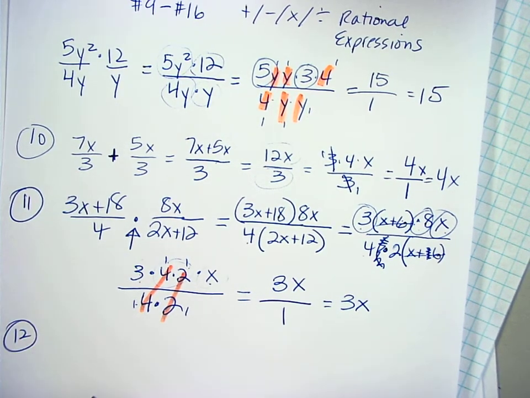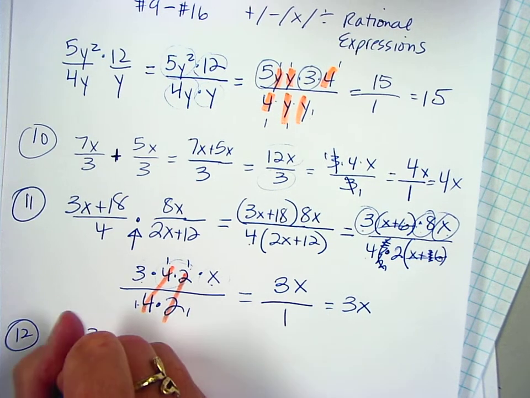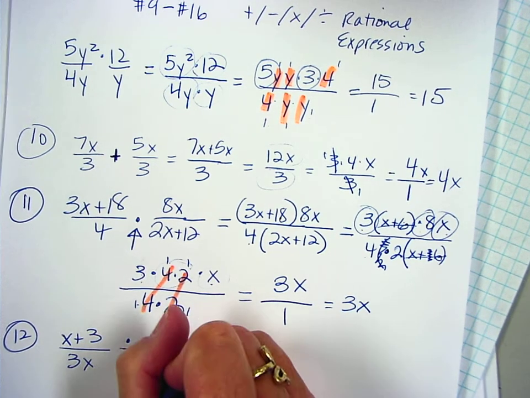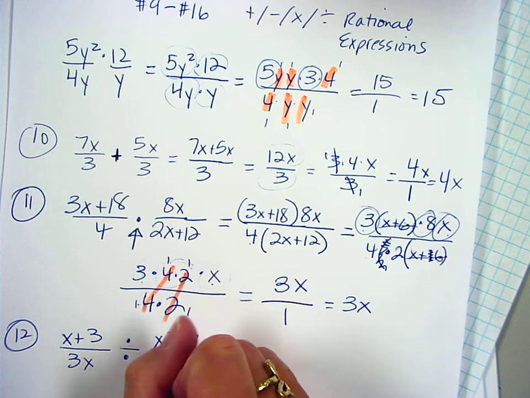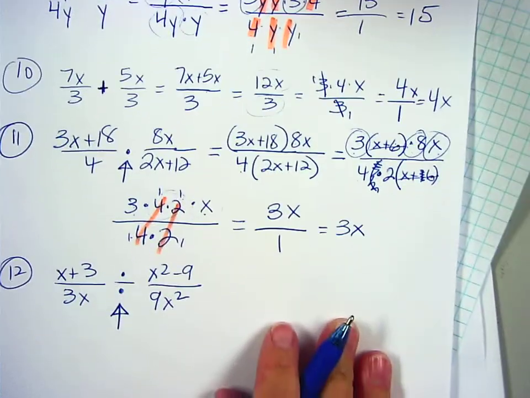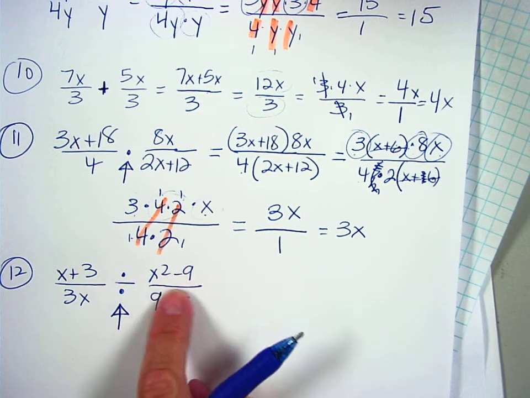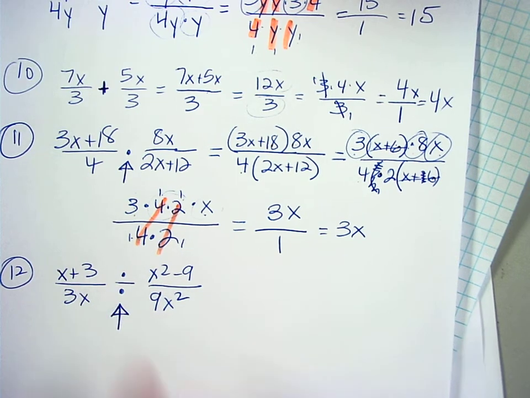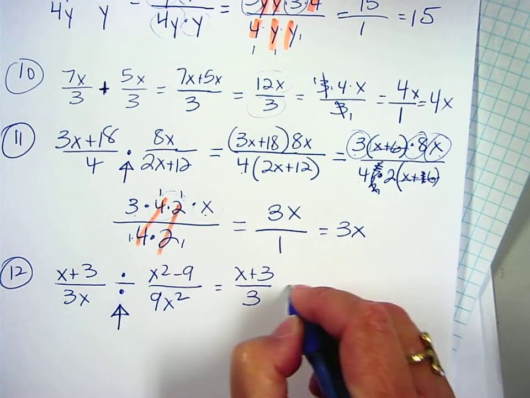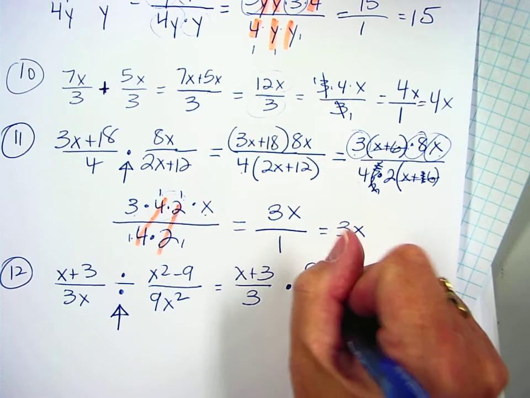Number 12. x plus 3 over 3x divided by x squared minus 9 over 9x squared. What are we doing? We're dividing fractions. When we divide fractions, we multiply times the reciprocal of the second fraction. So we leave this one alone, and we multiply by the reciprocal of the second one.